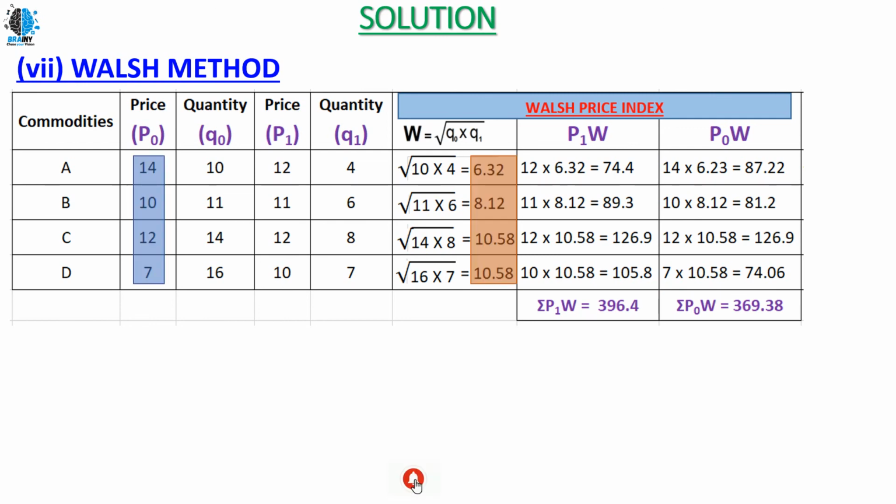In the same way, I'm going to find the P0 W. I'm going to multiply these two values. The final value I will be getting as summation P0 W equals 369.38. These are for the price index of Walsh method. These two summations I have found out, summation P1 W and summation P0 W.